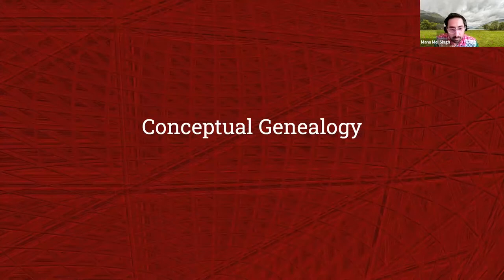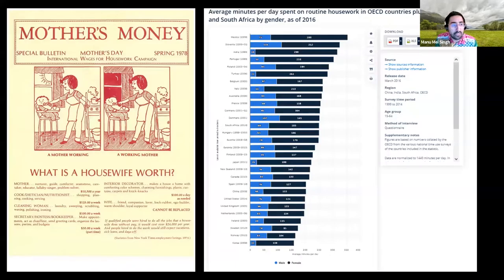Okay. So the seeds will make sense in a second, but I'm gonna step away and talk about the conceptual genealogy. And the background for this is one of the early renditions for travel agents. Okay. So on the left-hand side is the special bulletin and a poster for the International Wages for Housework campaign. It started in the 70s. It never really ended. Still sort of ongoing. And so there are these posters of a mother working, right? And then there's this idea of wages.